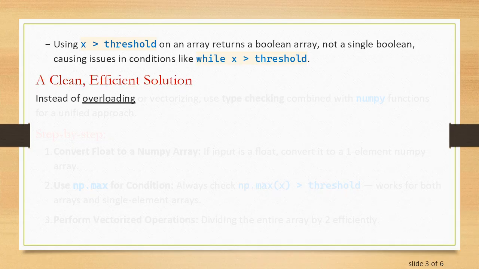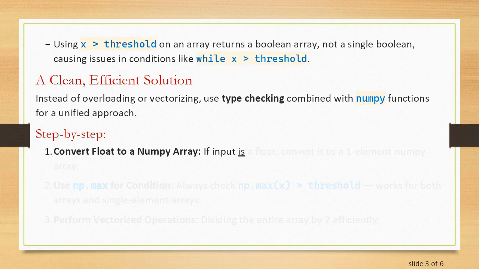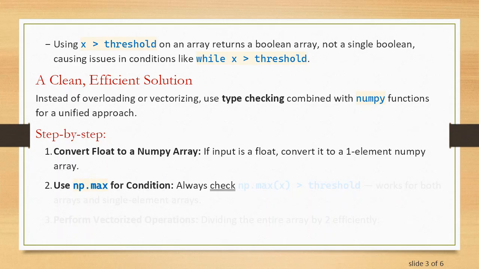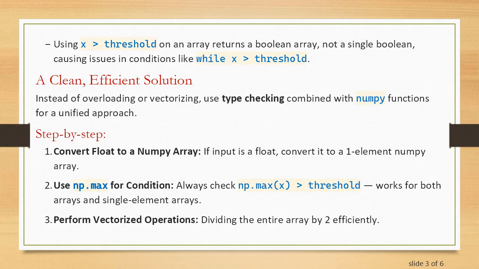Instead of overloading or vectorizing, use type checking combined with numpy functions for a unified approach. Step by step. Convert float to a numpy array. If input is a float, convert it to a one-element numpy array. Use np.max for the condition. Always check np.max(x) < threshold, which works for both arrays and single-element arrays. Perform vectorized operations, dividing the entire array by 2 efficiently.